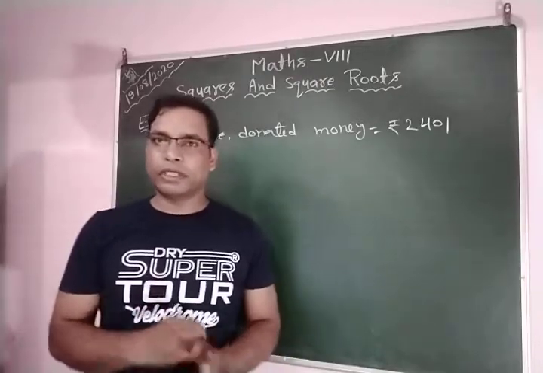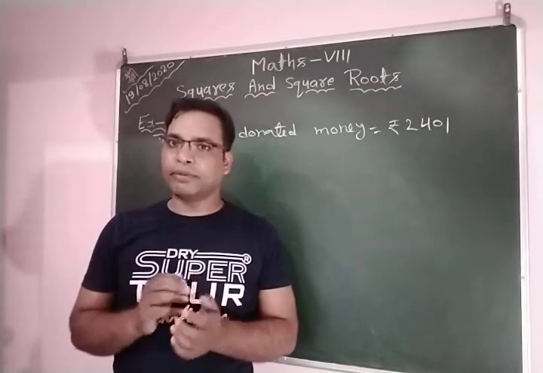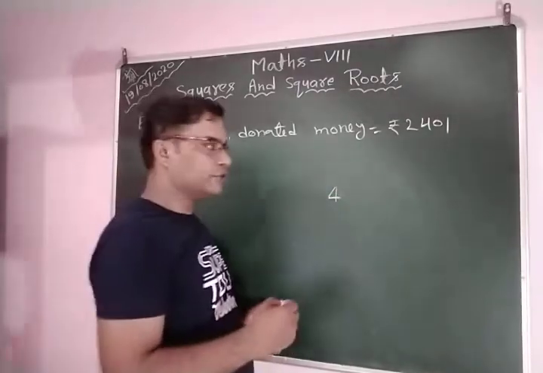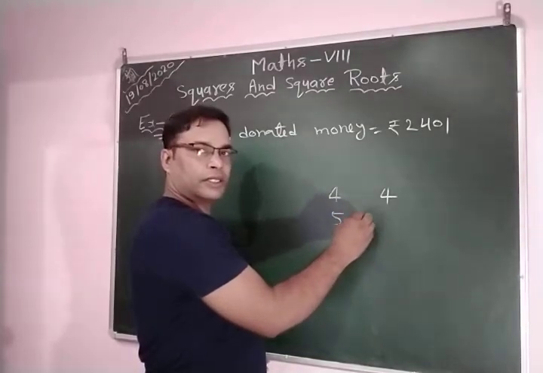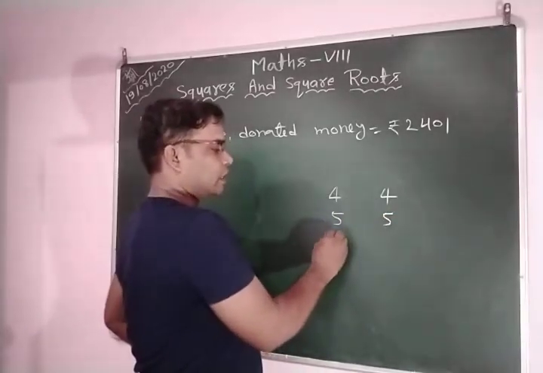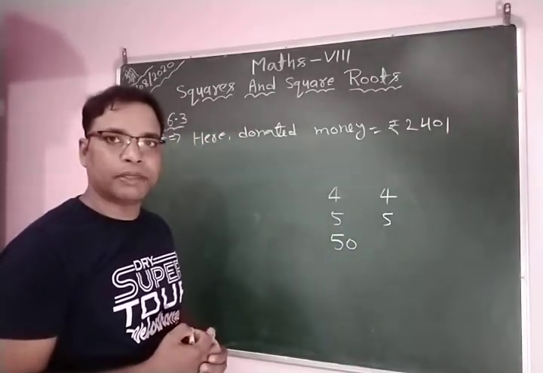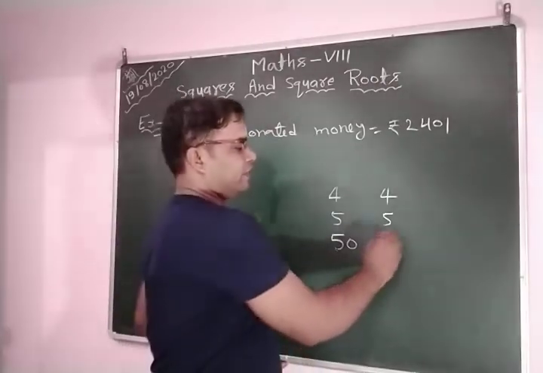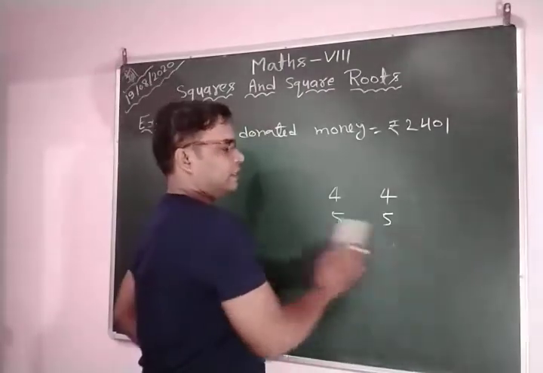So suppose the number of students is the given number of rupees. If the class has 4 students, then each student donates 4 rupees. If there are 5 students in the class, the amount donated by each student is 5 rupees. If there are 50 students in the class, then the amount donated by each student is 50. So let us see how to solve this question.